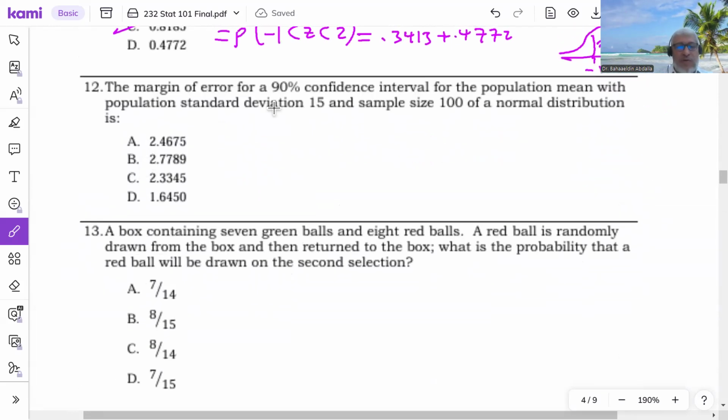The margin of error of a 95% confidence interval for the population mean with the population standard deviation 15 and sample size 100 of a normal distribution is. Well, the margin of error, we know the confidence interval consists of X bar plus or minus the margin of error, which equal to the critical number, which is Z in this case, times the standard error, which is sigma over square root of n.